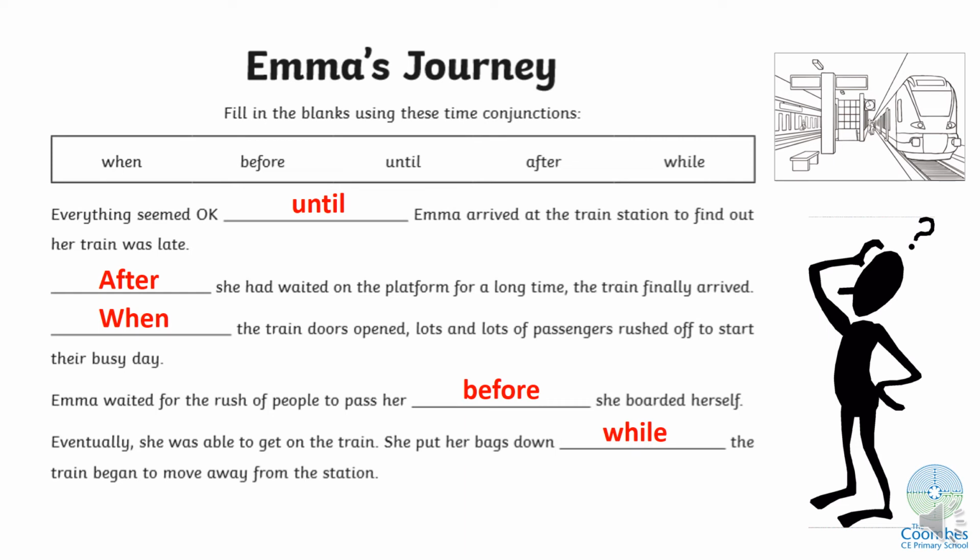Okay, here we go then. Everything seemed okay until Emma arrived at the train station to find out her train was late. After she had waited on the platform for a long time, the train finally arrived. When the train doors opened, lots and lots of passengers rushed off to start their busy day. Emma waited for the rush of people to pass her before she boarded herself. Eventually she was able to get on the train. She put her bags down while the train began to move away from the station.